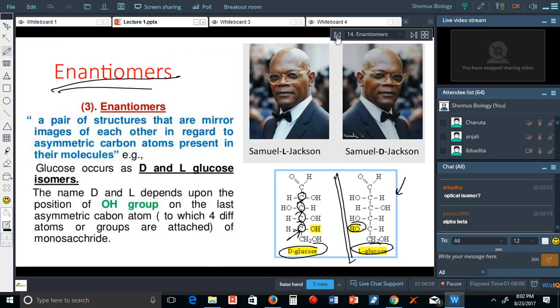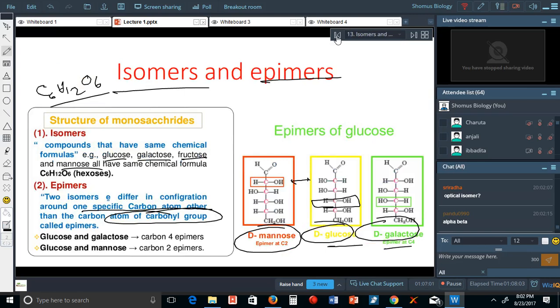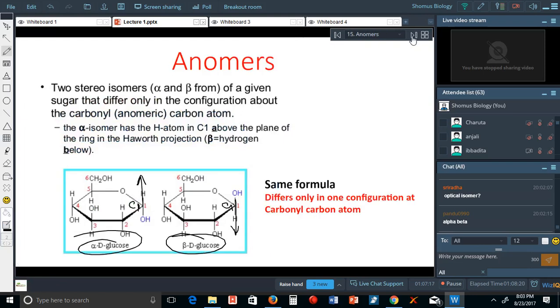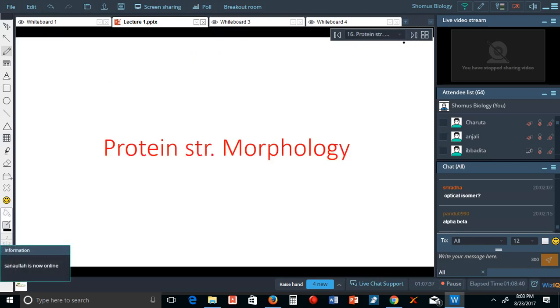That's anomers. So what's the difference between anomers and epimers? In epimers, there can be a difference in configuration at any of the carbons apart from the carbonyl carbon, while in anomers, it's only the change around the carbonyl carbon. It can be explained well if we look at the three-dimensional structures, where the hydrogen is placed either above the plane or below the plane.